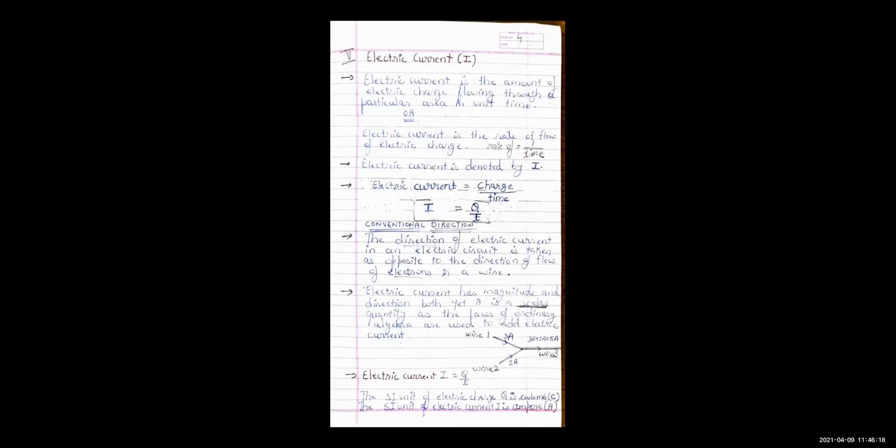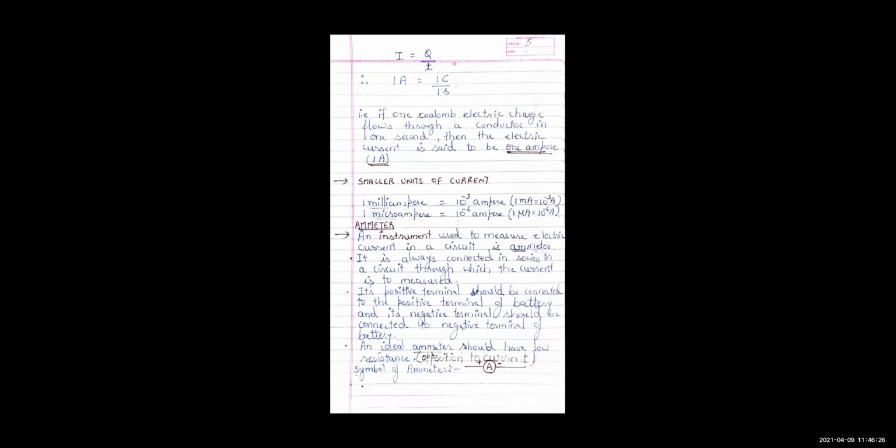We know the formula, I equals Q by T. And the unit of I, that is current, is ampere. Q is charge, and the unit of charge is coulomb. T is time, and the unit of time is second, S. These are all SI units. So if you want to define 1 ampere, it has to be 1 coulomb per 1 second. It means if 1 coulomb of charge is flowing in 1 second, then the current will be 1 ampere. Very good. This is your definition for ampere.